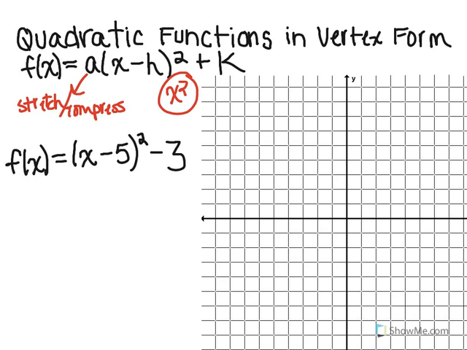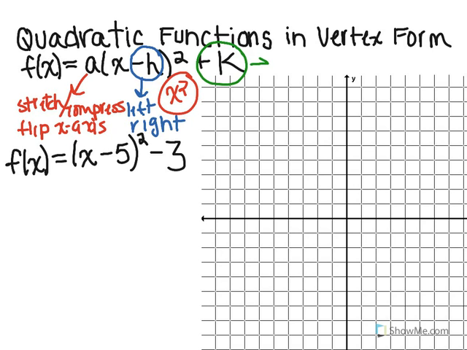And it also tells you if it flips about the x-axis. The value inside the parentheses here, the h, tells you how much the graph is going to shift left or right. And finally, the k value, or the value outside the parentheses, is going to tell you how much the graph is going to move up or down.